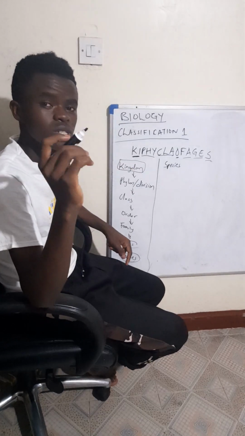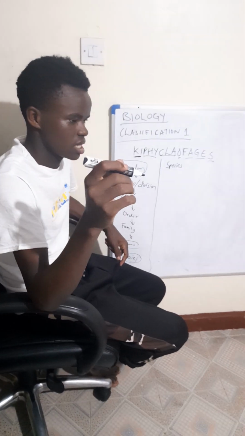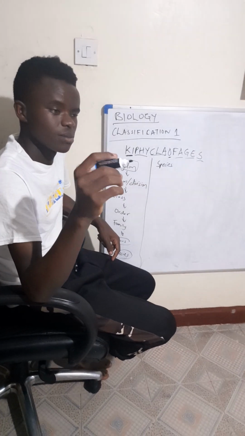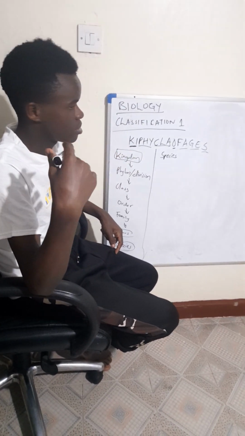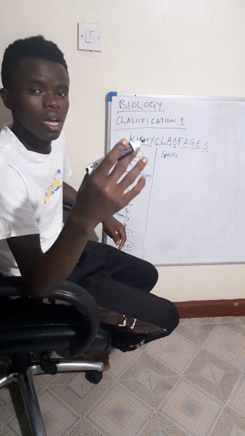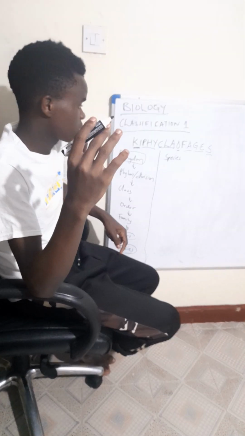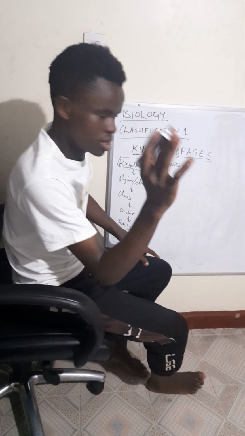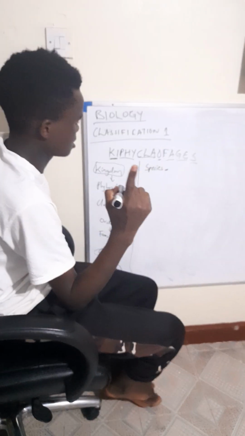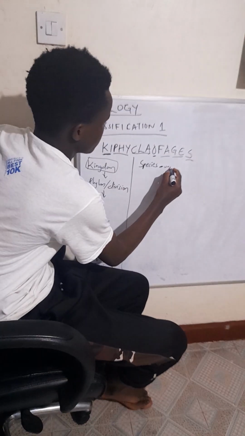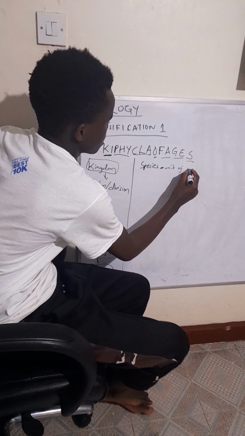A species is a unit of classification in which living organisms can freely interbreed to give rise to a fertile or a viable offspring. So take a keen look at this. It's a unit of classification. That's the first thing.